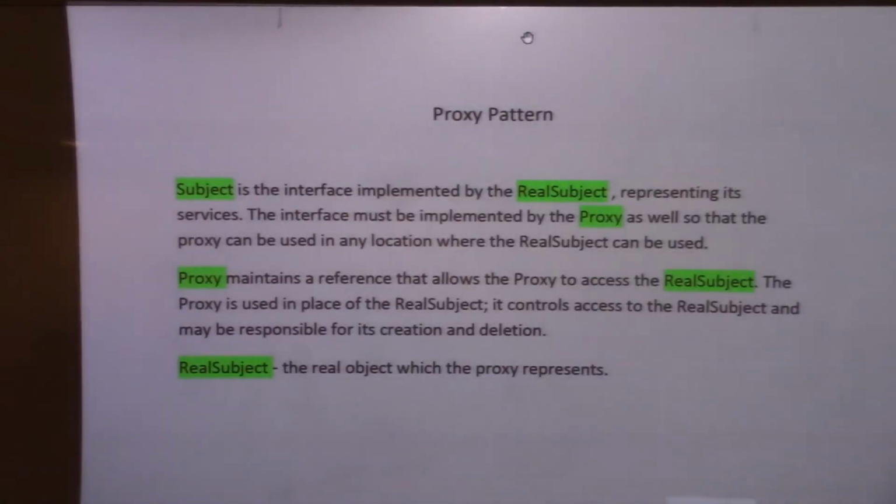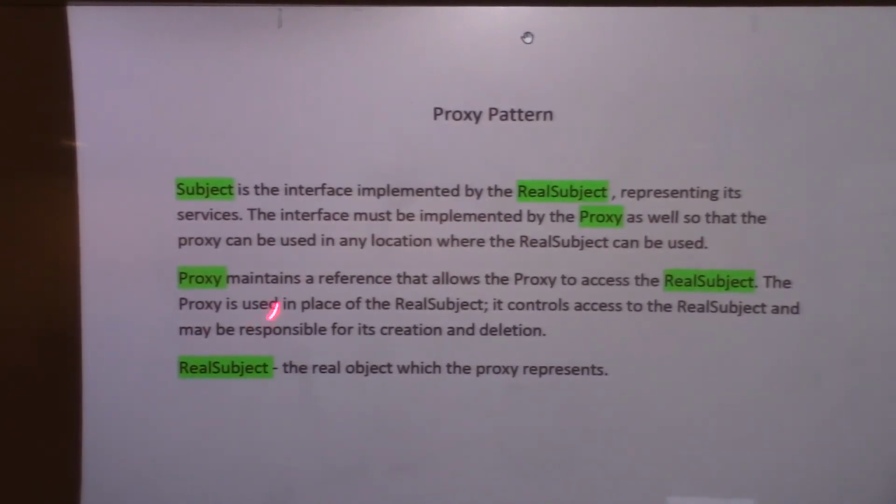So I'll show you an example of that. The subject is the interface implemented by the real subject. So this is the abstract, this is the real. Subject is the interface implemented by the real subject, representing its services. The interface must be implemented by the proxy so that the proxy can be used any location the real subject can be used. So the proxy acts as the real subject.